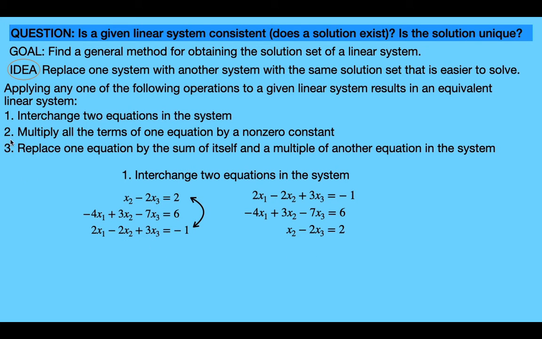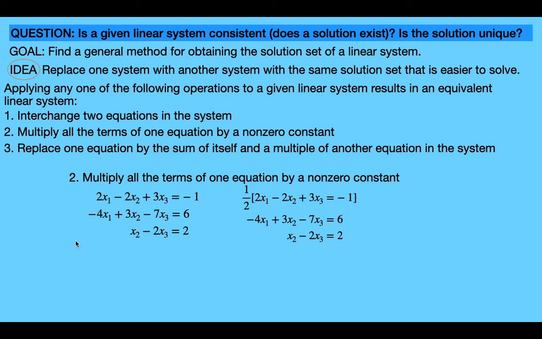The second operation that we can apply to a linear system is we can multiply all the terms of one equation by a non-zero constant. For example, if this is our original system, we can multiply the first equation of this system by the non-zero constant 1/2. So we're just going to multiply every term in the first equation by 1/2. We would get 1 times x sub 1 minus 1 times x sub 2 plus 3/2 x sub 3 minus 1/2. And now this gives us our new linear system. And again, this didn't change the solution set.